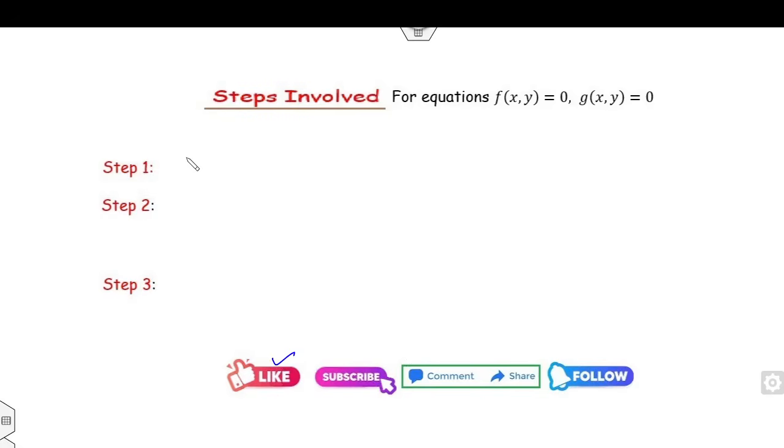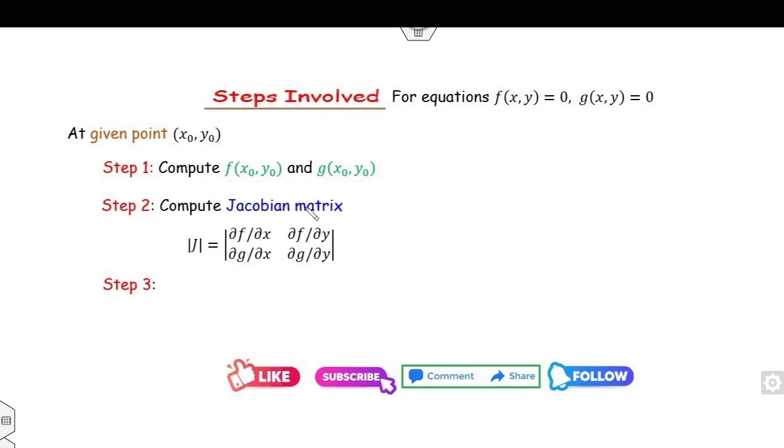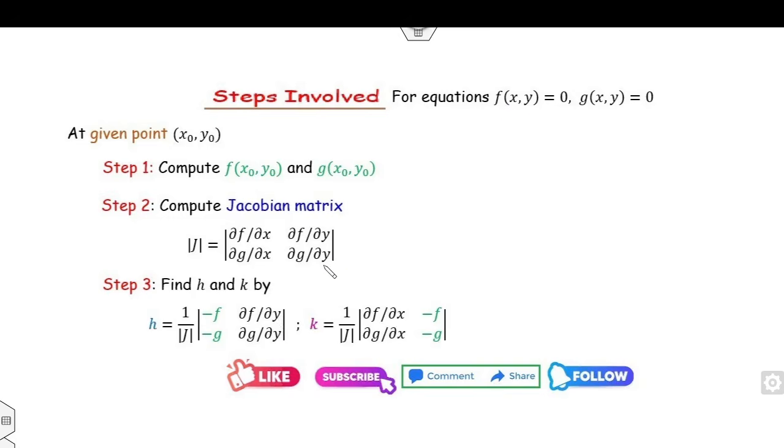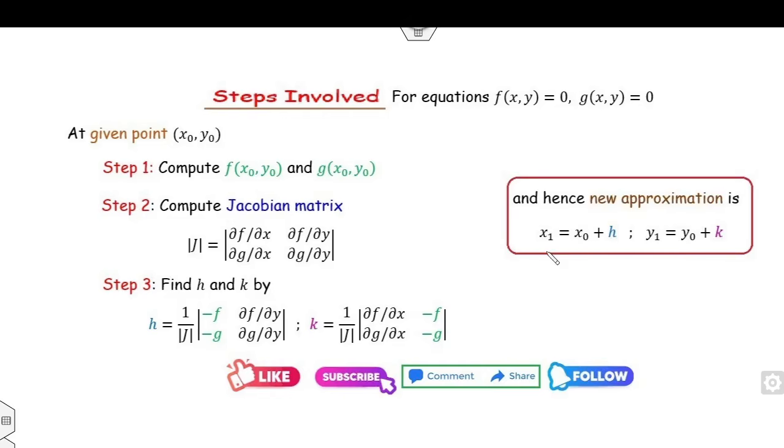I will explain the 3 steps. First step is to compute the value of the function f at the given point x naught, y naught. Then you can find the Jacobian. You can compute the Jacobian matrix J by taking the partial derivatives of f at the point x naught, y naught. And finally you can find the values of h and k by using Cramer's rule. Once you find h and k, I can take the new approximation as x1 and y1, and then we repeat the process until we get the required accuracy.